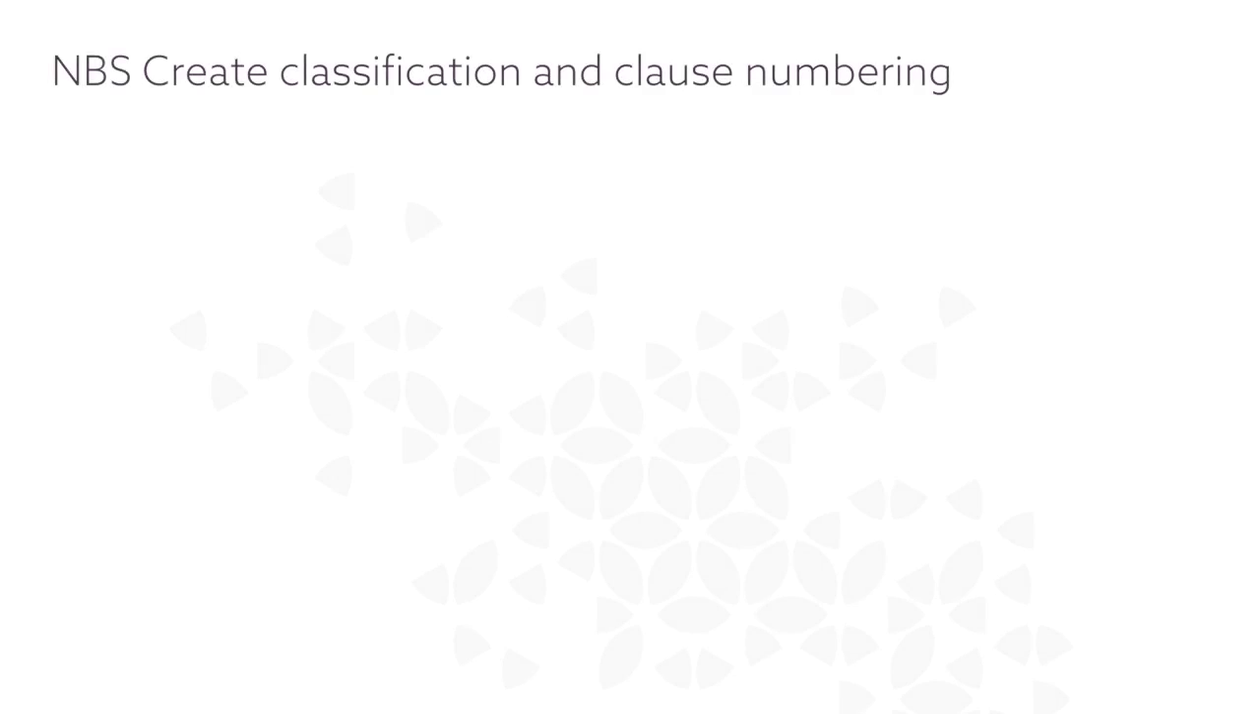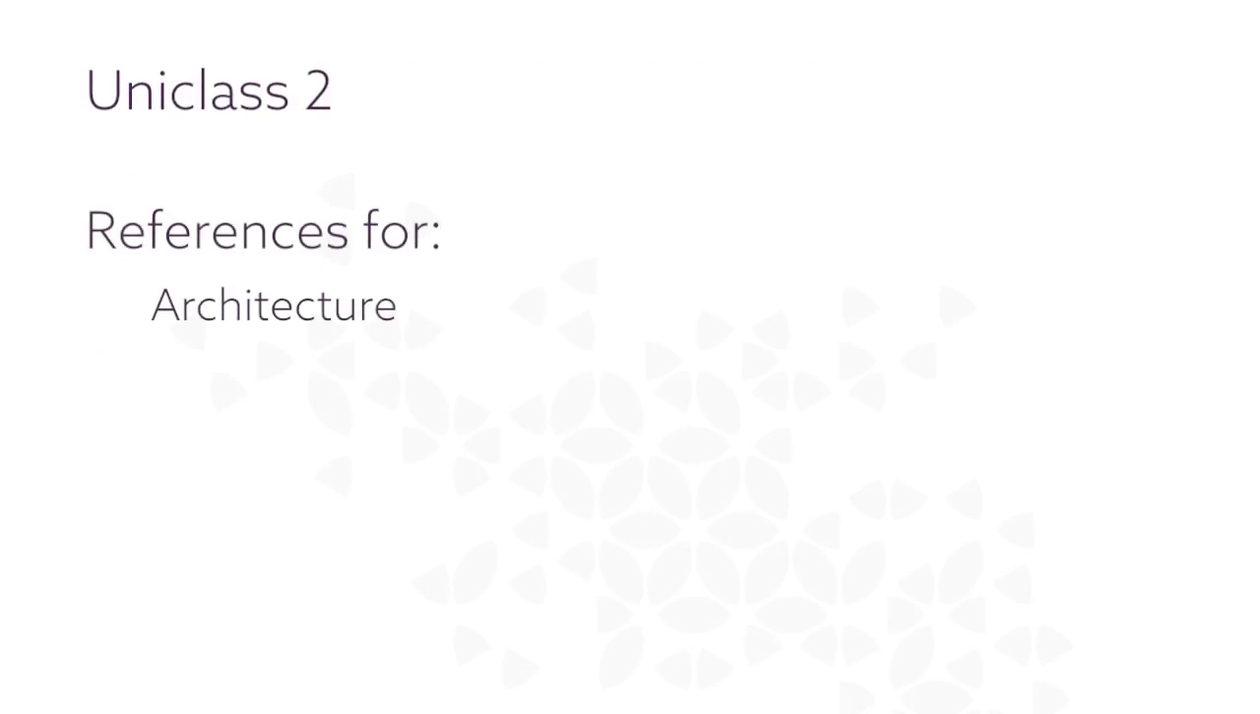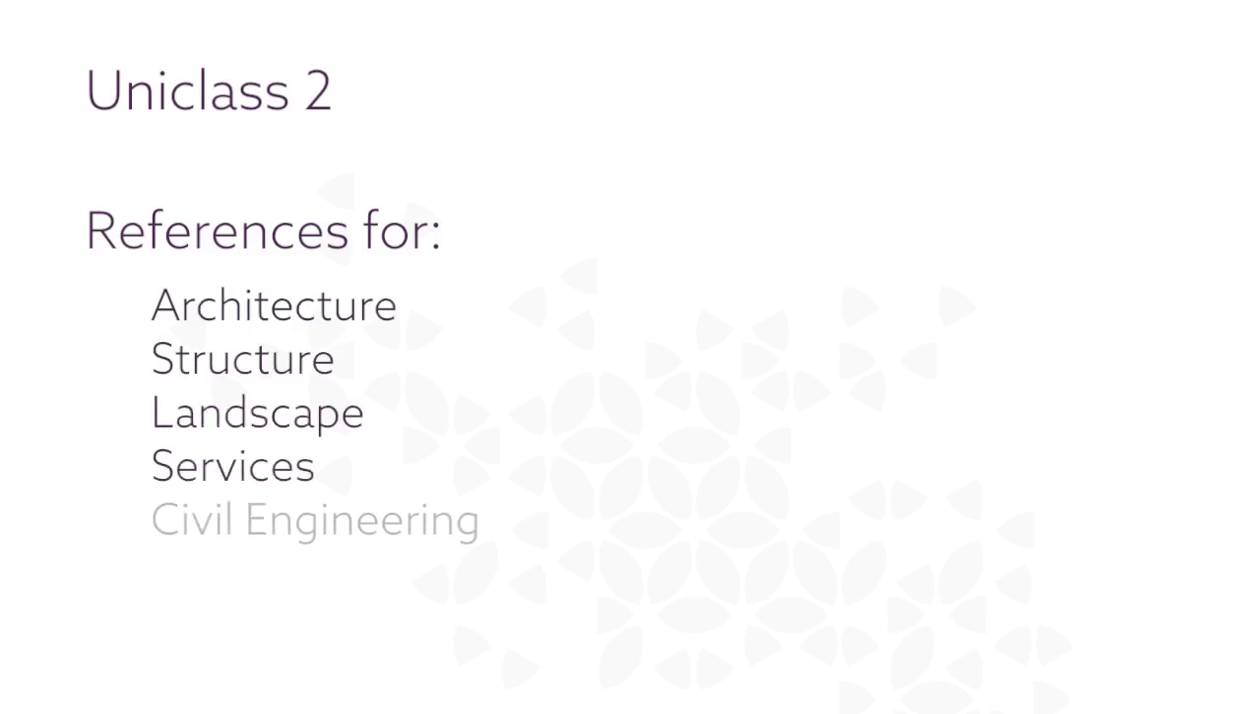The content in NBS Create is arranged via a classification system called Uniclass 2. This classification includes references for architecture, structure, landscape, services, and civil engineering content. The classification can be used on a construction project from the early stages through to operation and end of life, and is appropriate for BIM projects.